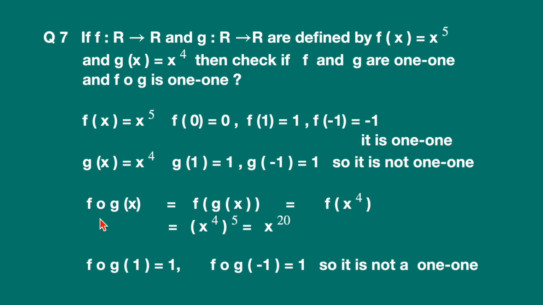Okay. Now let us find out for FOG what kind of function it is. So f of g(x) is f of x raised to 4. So here substitute x raised to 4 in place of x. So you get (x raised to 4) raised to 5, that is x raised to 20. So here you can see that if x is 1, the image is 1. If x is minus 1 also, the image is 1. So it is not a 1 to 1 function. So here we have come to the end of the 7th sum.